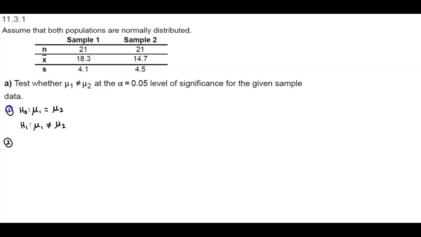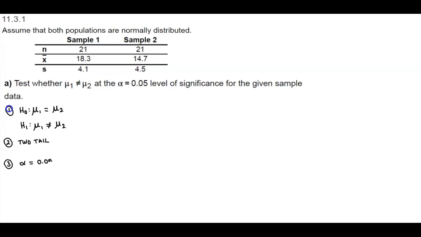Step 2. Now we have to determine what kind of a tail this is. Since it's not equal, that tells us that we have a two-tailed test. And then we need to write down the significance level. The significance level is given to be 0.05.